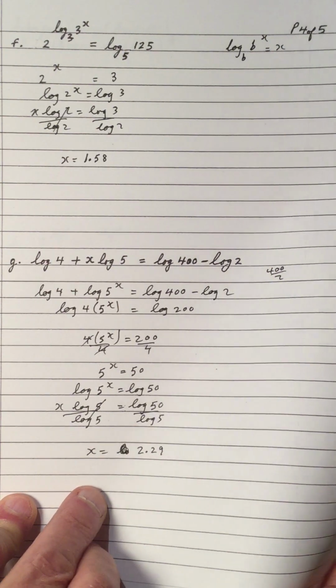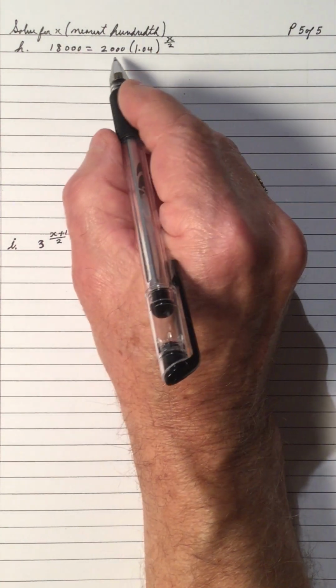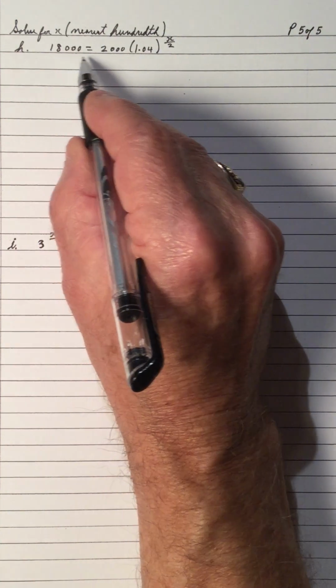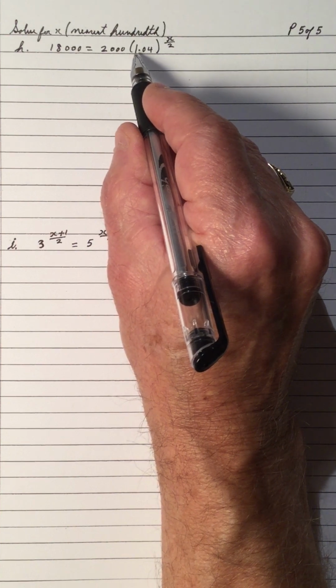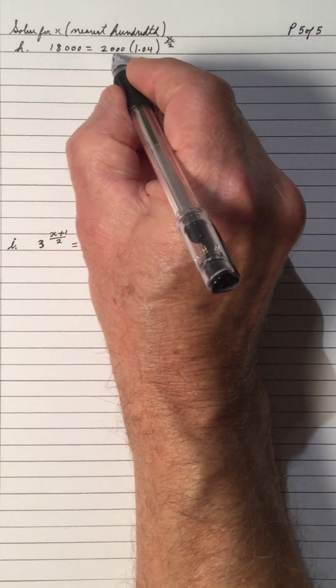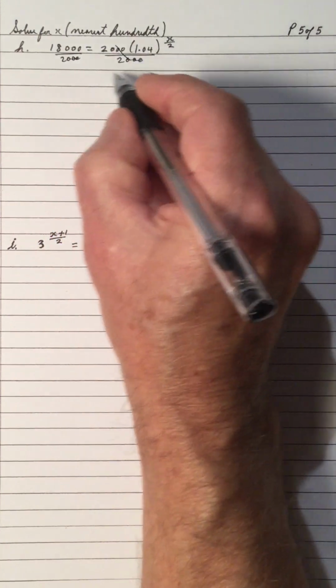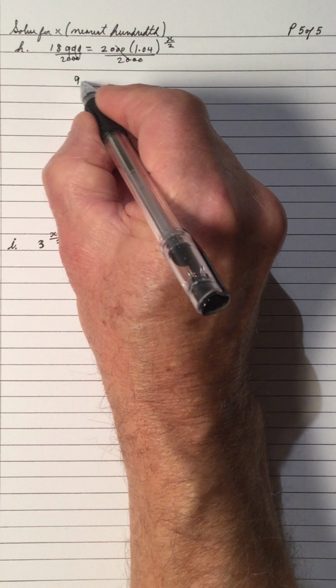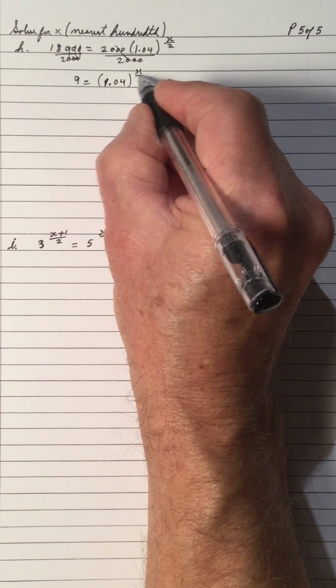Again, notice I vary the problems to help you see more examples and understand. Solve for x to the nearest hundredth. And again, you notice that we have 18,000 equals 2,000 times the base 1.04 raised to the x divided by 2. So we divide by 2,000. And that cancels. Zeros cancel, and we get a 9. So 9 equals 1.04 raised to the x over 2.